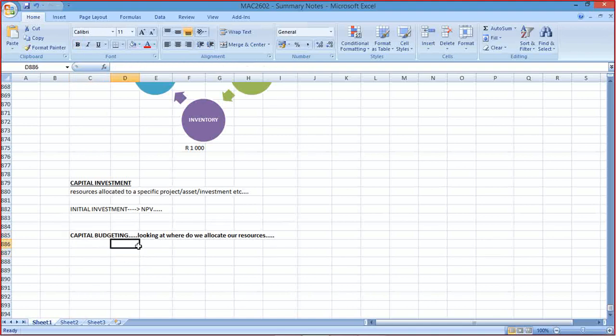With capital budgeting, you're looking at allocating the resources to the best projects first, or investments, or whatever. It could be anything: projects, investments, assets. It doesn't matter what it is, but it's going to be generating value. That's what you're going to be looking at doing in terms of budgeting. Makes sense?